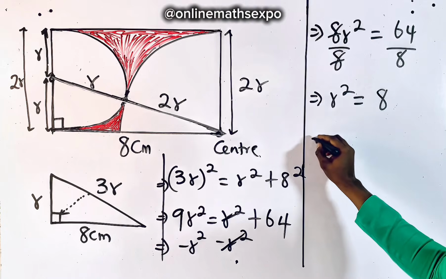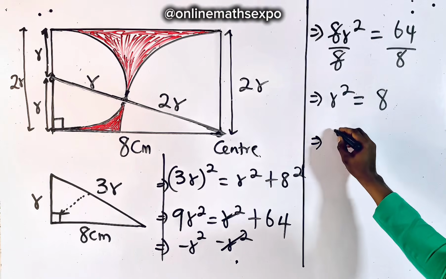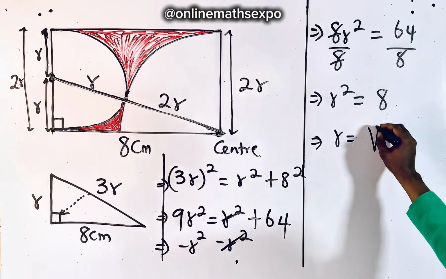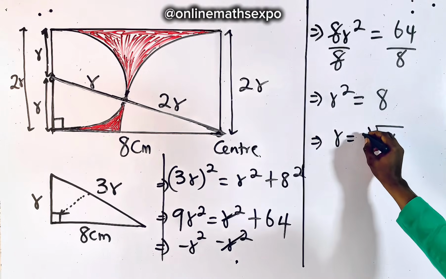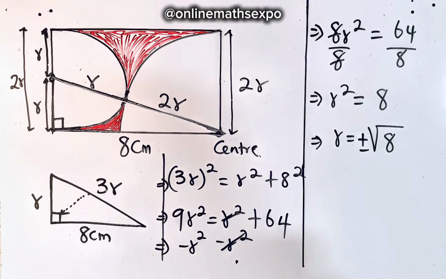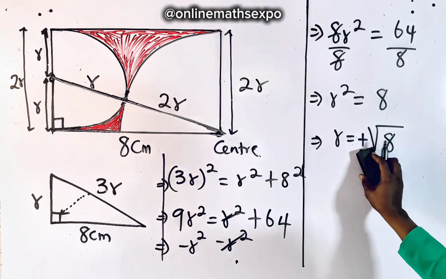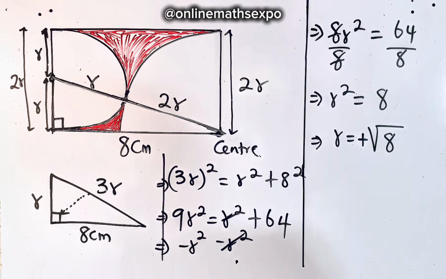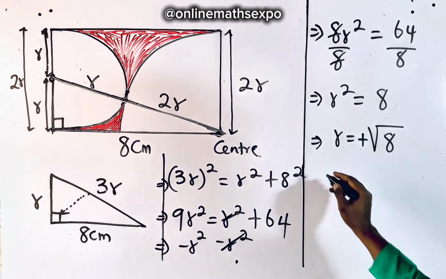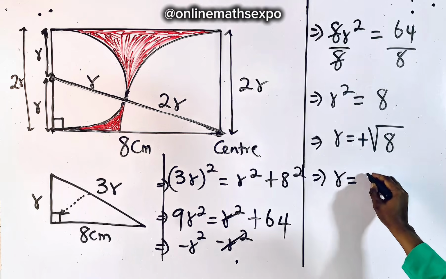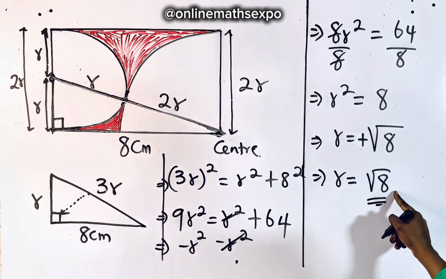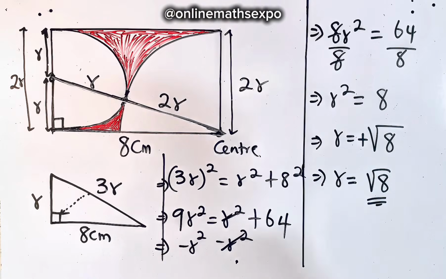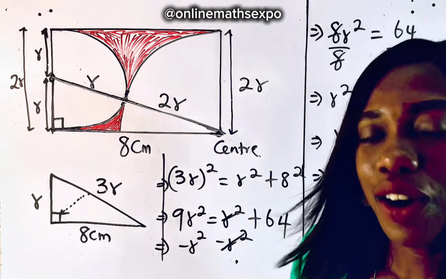So to get r, we are going to have r will now be square root of 8. To remove the square, just take the positive and negative square root. But because the radius cannot be negative, we're only going to take the positive square root. So it means that our r is square root of 8. So now that we have found the radius, let's now go back to finding the area of the shaded.